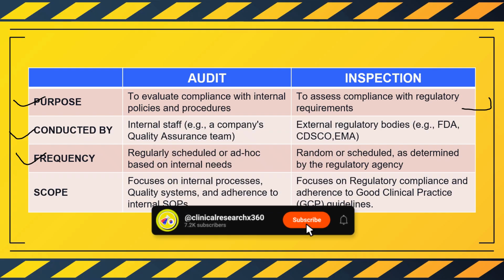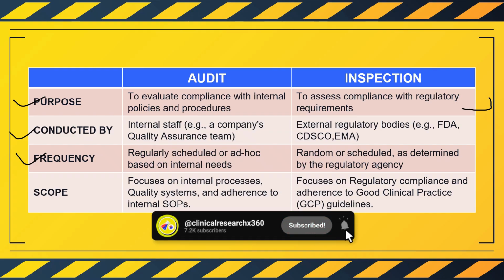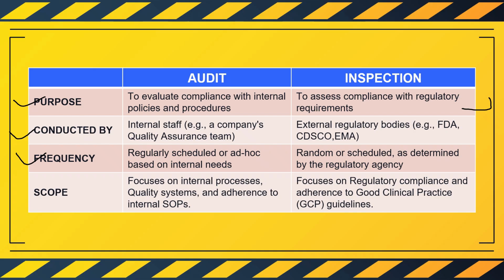Okay, and the frequency of the audit also changes depending upon the sponsor and the performance of the site. But when it comes to inspection, that is not the case. The inspection can be random, it is never scheduled. Okay, and they can directly visit your particular site, or they can also inform you sometimes before conducting the inspection.